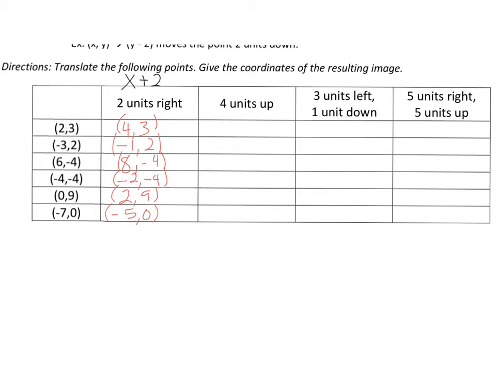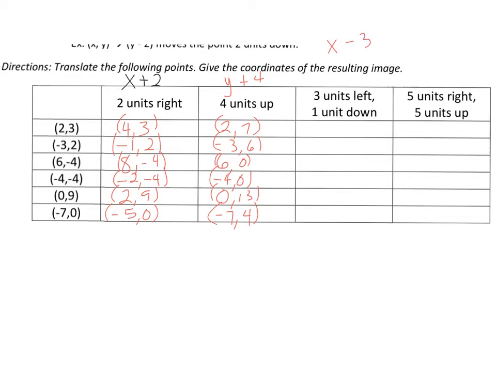Now we're going to take those same points, we're going to move it 4 units up. That means the y value, we're going to add 4 to. So that would be 2, 7. That would be negative 3, 6. That would be 6, 0. That would be negative 4, 0. That would be 0, 13. And negative 7, 4.